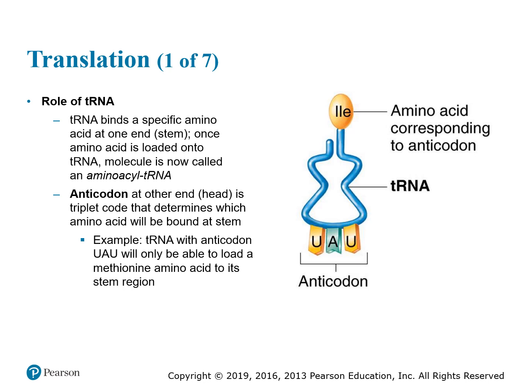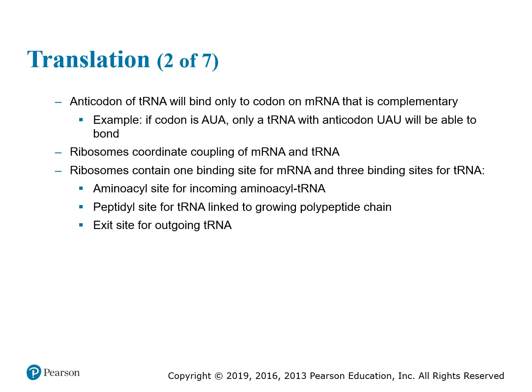Okay, moving on to translation, the role of tRNA. So tRNA will bind a specific amino acid based on its anticodon, forming an amino acid tRNA. The anticodon is the triplet that's determining which of those amino acids will actually form the amino acid tRNA, and then it will carry it to the codon on the mRNA that is complementary.